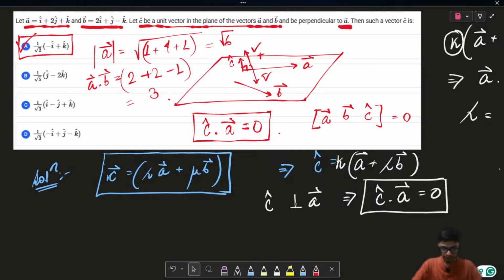Okay, so any questions, any confusion, please let me know in the live chat. I hope if you have tried to solve this problem, you must be getting the answer as option A. So option A is going to be the correct answer to this particular problem. Is this part clear to all of you? I hope this part is clear, right?